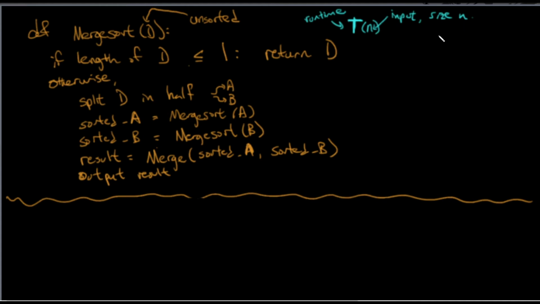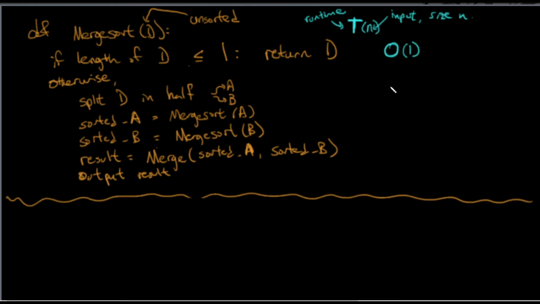Well, the first line is pretty straightforward. We check the length and we check that it's less than or equal to 1, and then we just return that one value. Each of these is a constant operation. It takes a constant amount of time to do each of those things, and so we're just going to denote that big O of 1.